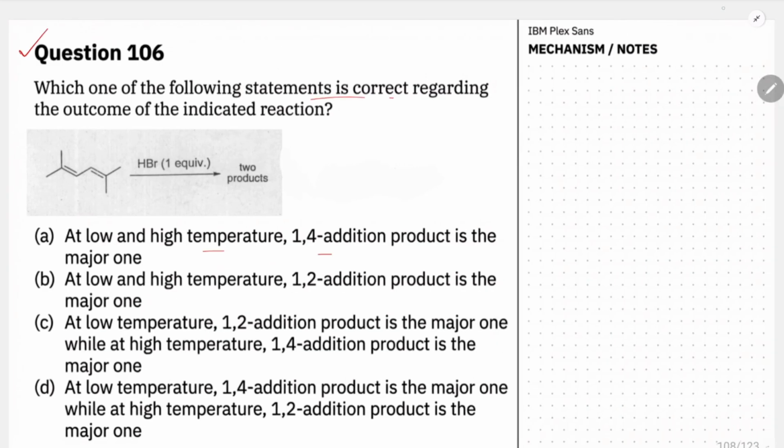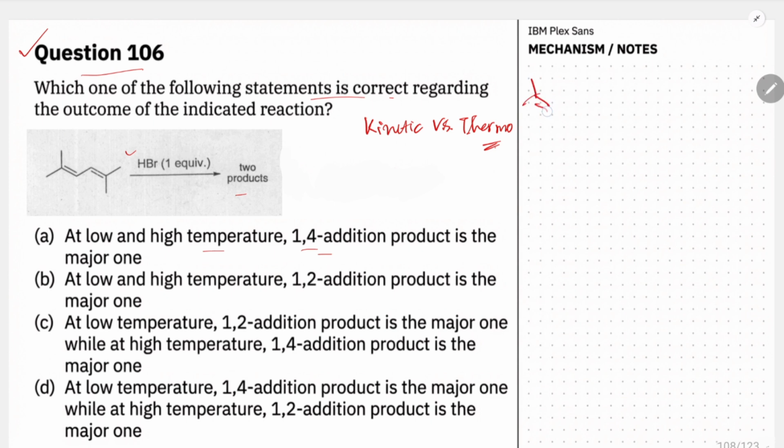Now let's start the question number 106. It is saying which statement is correct about this. We have HBr and two products are obtained. So at low and high temperature, 1,2 addition and 1,4 addition. So this problem deals with the kinetic versus the thermodynamic. So two kinds of products are there, it is like this.